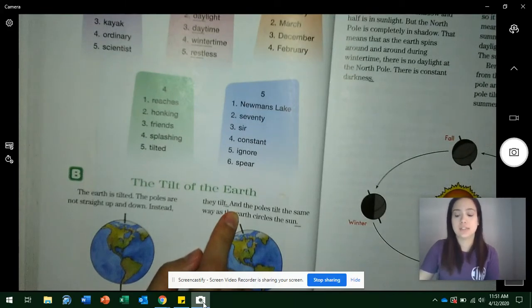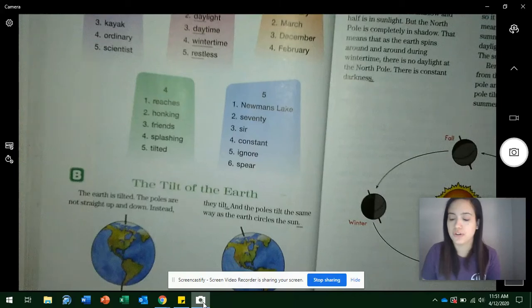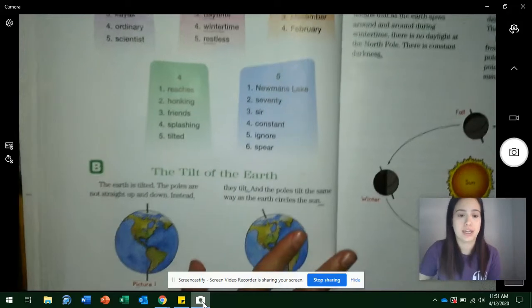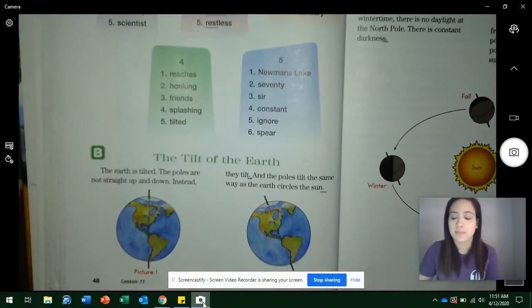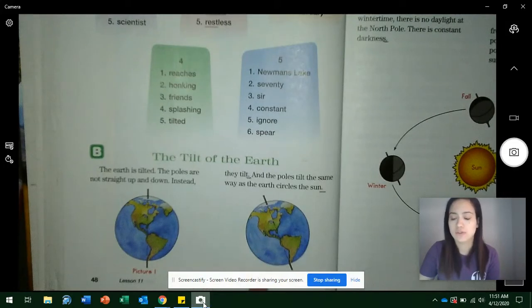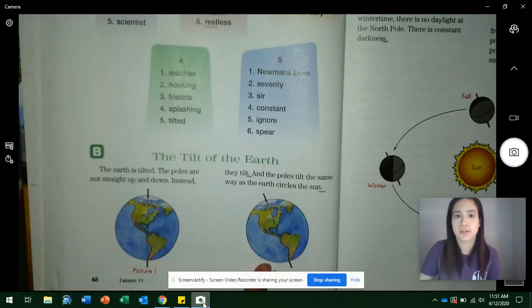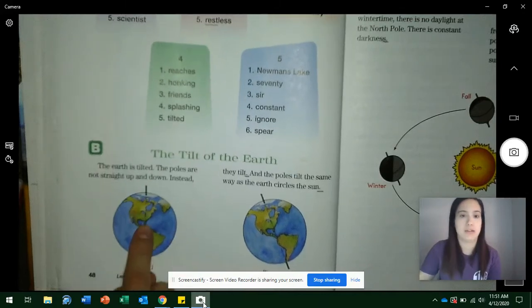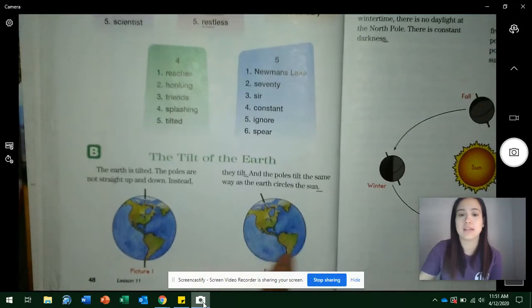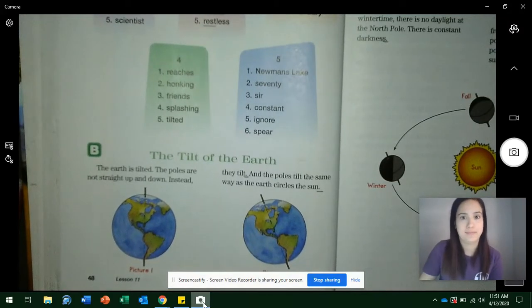Yes, they're tilted. Picture 1 shows what the earth would look like if the poles were always straight up and down. So this is what it would look like right here. Picture 2 shows what the earth looks like with the poles that are tilted. Are the poles straight up and down in picture 2? Get ready. No, right? They're not. Remember, the poles are tilted, not straight up and down. So this is what it would look like, but this is how in reality the poles are. They're tilted.